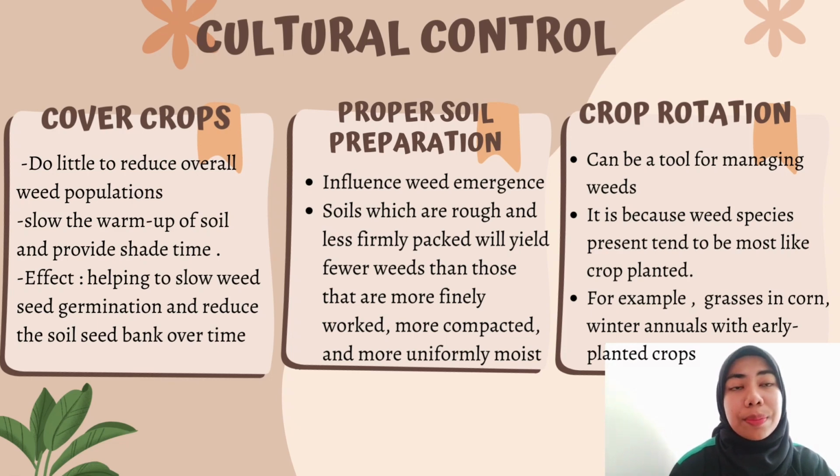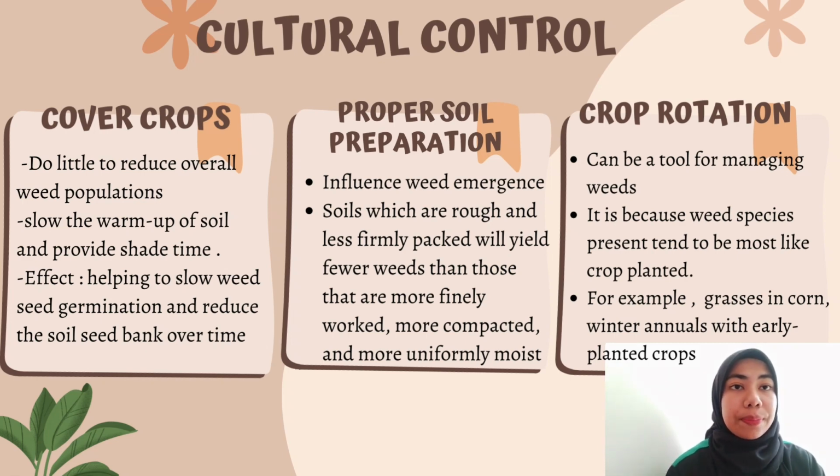The second example we do in cultural control is proper soil preparation, because soil very much influences weed emergence. In soil preparation, we have to find that soil which is rough and less firmly packed will yield fewer weeds than those that are more finely worked, more compacted, and more uniformly moist.